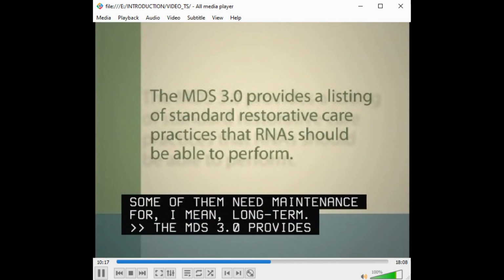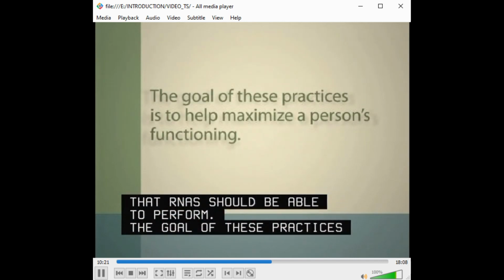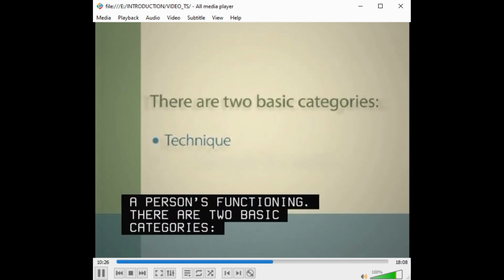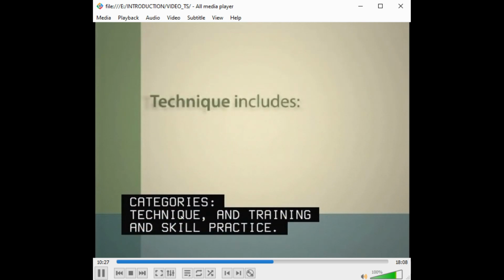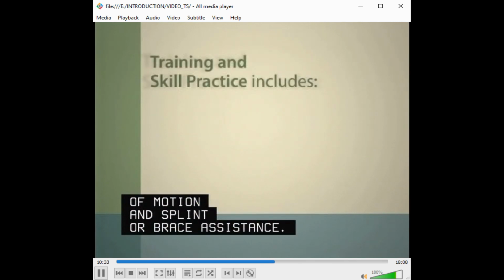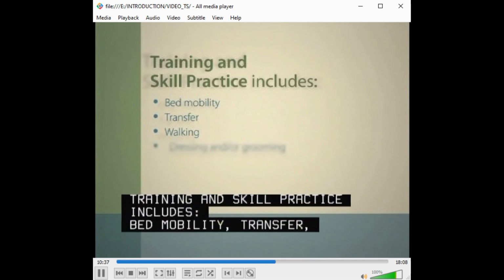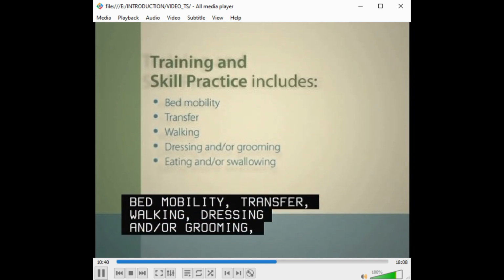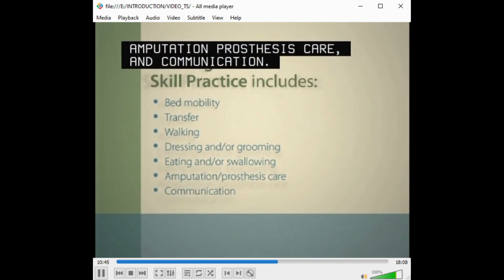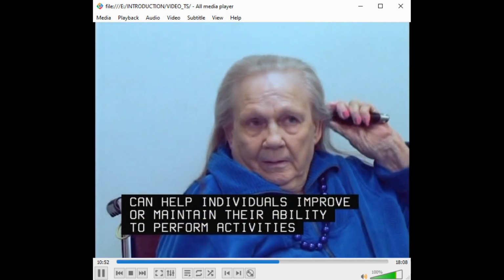The MDS 3.0 provides a listing of standard restorative care practices that RNAs should be able to perform. The goal of these practices is to help maximize a person's functioning. There are two basic categories: technique and training and skill practice. Technique includes passive or active range of motion and splint or brace assistance. Training and skill practice includes bed mobility, transfer, walking, dressing and or grooming, eating and or swallowing, amputation, prosthesis care, and communication. These restorative care practices can help individuals improve or maintain their ability to perform activities of daily living.